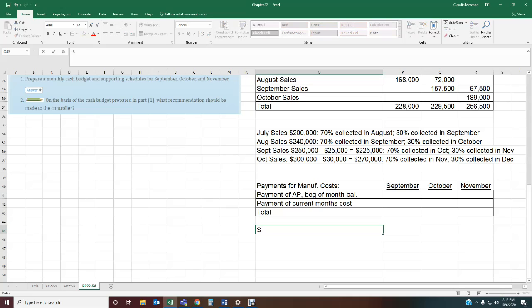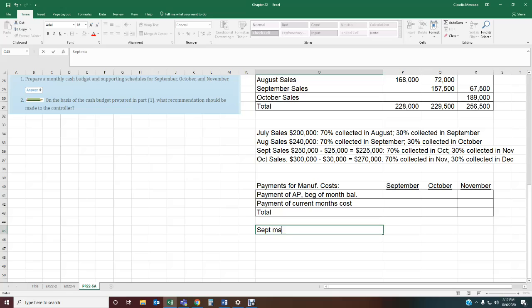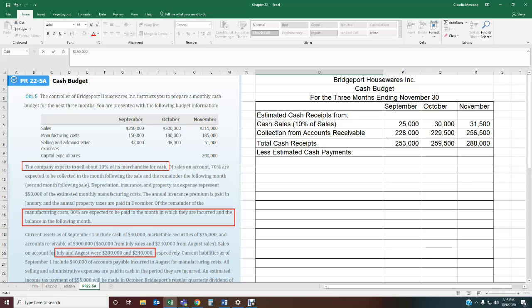So let's start with September, for our September manufacturing costs. I'm going to break it down for you. In September, we had manufacturing costs of $150,000. That was given to you there.